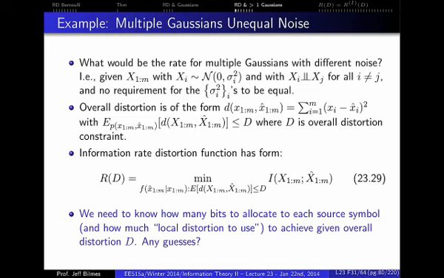Okay, so let's find this lower bound. That's what the any guesses was meant to sort of convey. So I gave you some guesses.